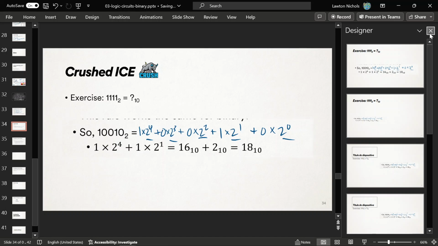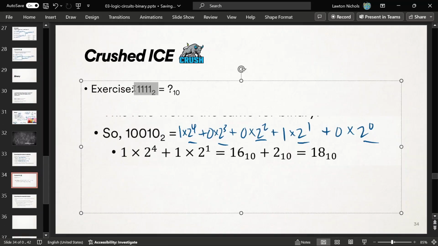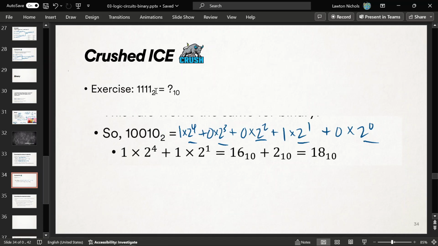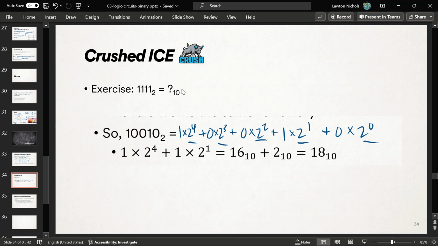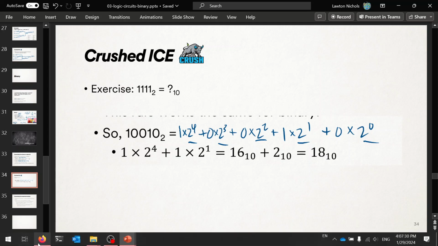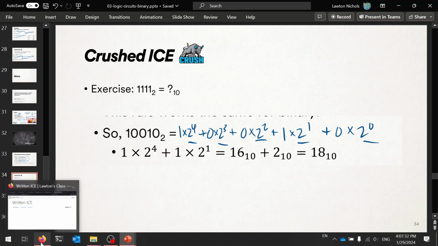So here is 1111 in binary. I'd like you to convert that to decimal, please. Okay, so you understand the assignment. This is the biggest 4-bit number, right? It's got 4 ones. So that's the biggest 4-bit number. What is it in decimal? See if you can use this process and figure it out and write down your answer. Okay? Give that a try. Remember, the rightmost one is the 2 to the zeros place, not the 2 to the ones place.